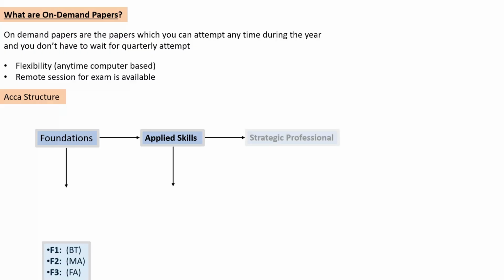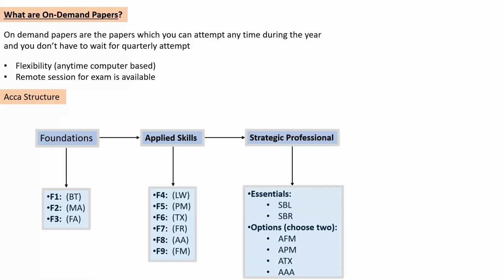So the ACCA structure is divided into three parts: foundation, applied skills and strategic professional level. Now, the foundation level contains three exams. Foundation and knowledge level are the same; the names can be used interchangeably. The three exams are F1 BT, F2 MA and F3 FA. In applied skills, we have F4 Law, F5 PM, F6 Tax, F7 FR, F8 Audit, F9 FM.